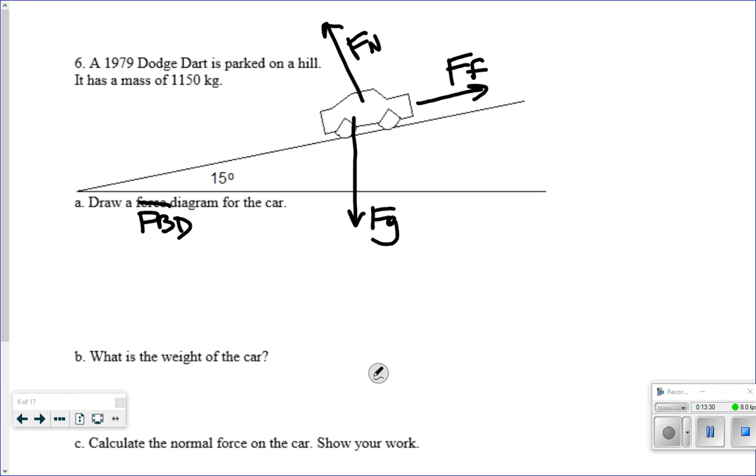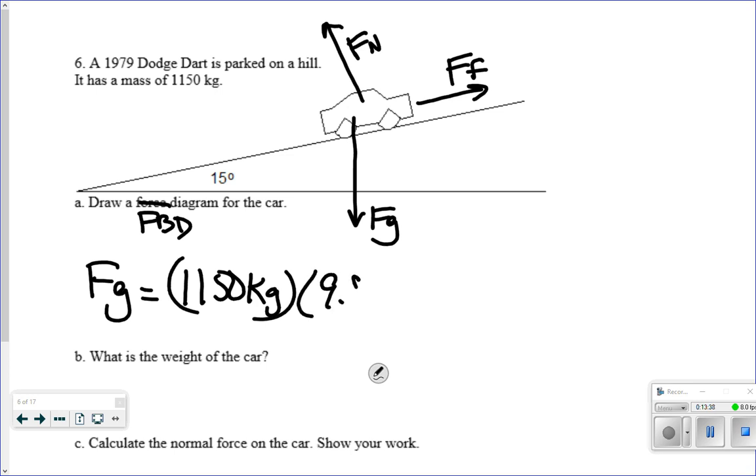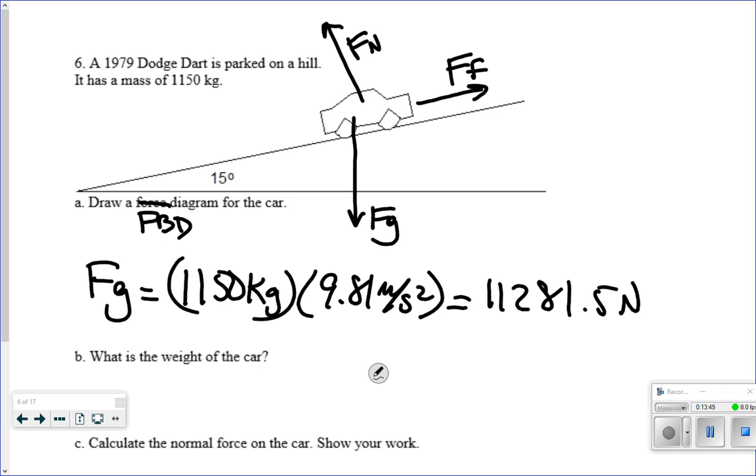All right, B, what is the weight of the car? I'm going to do it up here because I'll have more space and it's not going to go off the screen. mg is always how I find the force of gravity. We don't worry too much about rounding, thank heavens. Calculate normal force of the car.